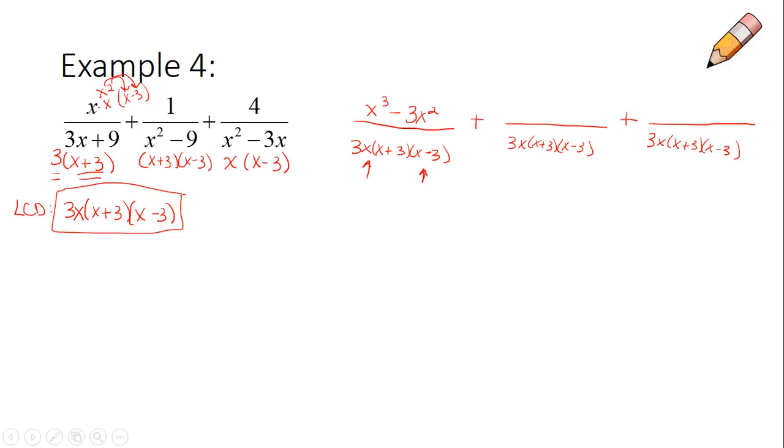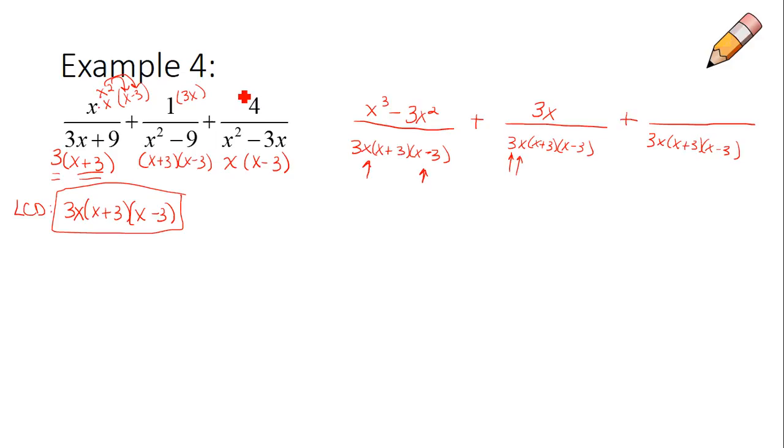So now we did the first fraction. Now let's look at the second fraction. What's new in the denominator for that guy? He had x plus 3 and x minus 3 already. So what's new is this random 3 here and that x. So I need to multiply this by 3 and an x. Well, 1 times 3x is just 3x, so that's not so bad.